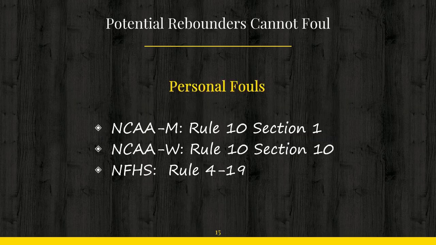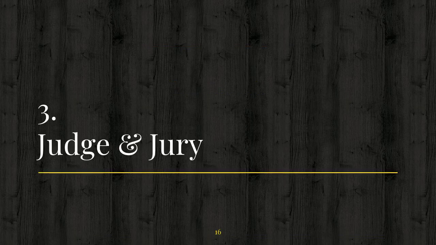One of the larger sections of the rule book, as well as the more in-depth section of this rule book, is the section on fouls or personal fouls. Each of the rule sets has personal fouls defined in the following sections. Need we say more? If rebounders or potential rebounders are fouled and are displaced, we should be ready to make rulings on said fouls. Judge and jury.